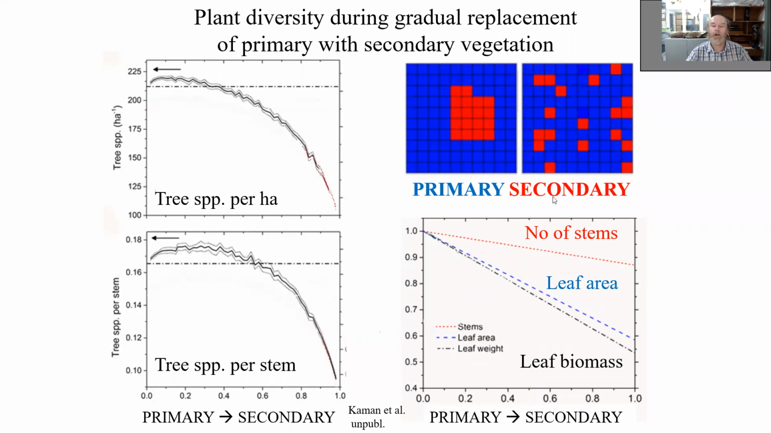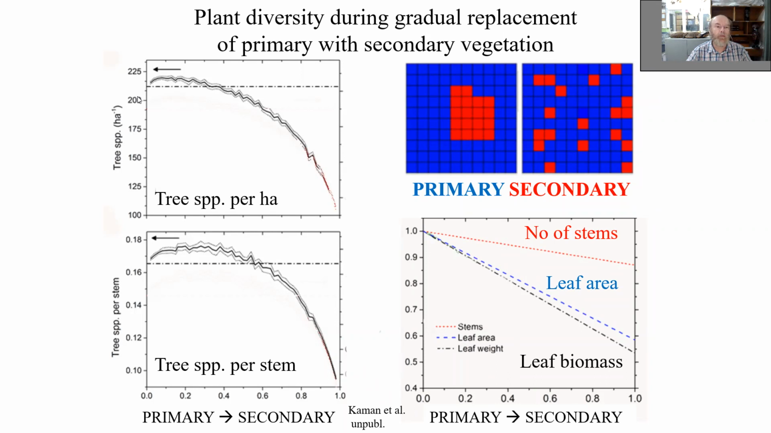Because secondary forest has a small number of stems, small leaf area and leaf biomass, then as you, of course, randomize these additions, every degree you randomize a number of times. And so when you are getting from fully primary forest to the fully secondary, there is a steady decline in number of stems, leaf area and leaf biomass. But what is interesting is what's happening to species.